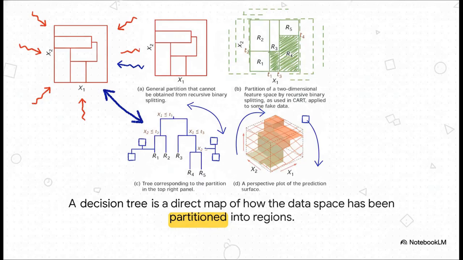And this slide shows the connection perfectly. Every time the tree asks a question and makes a split, it's basically like drawing a line and chopping up the data into smaller and smaller rectangles. So a decision tree isn't just some abstract flowchart. It is a literal map of how the algorithm carved up the data to make its final predictions.